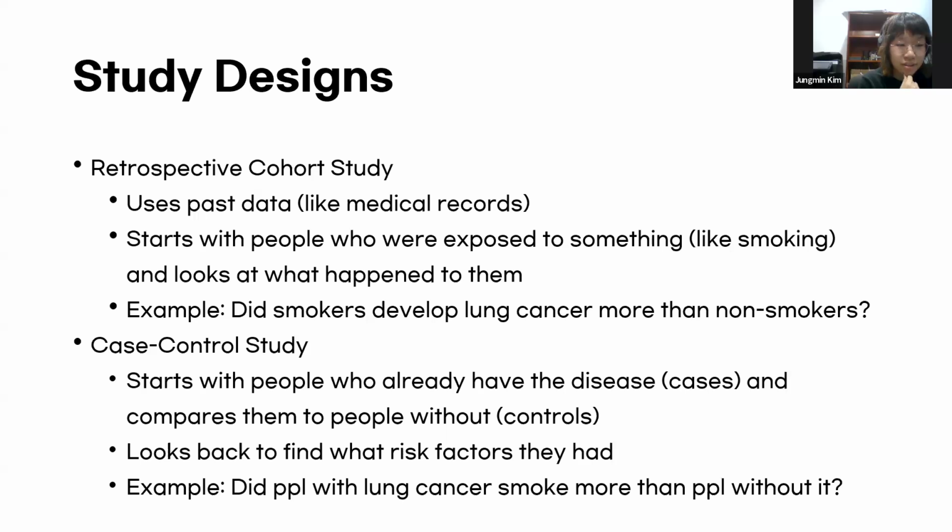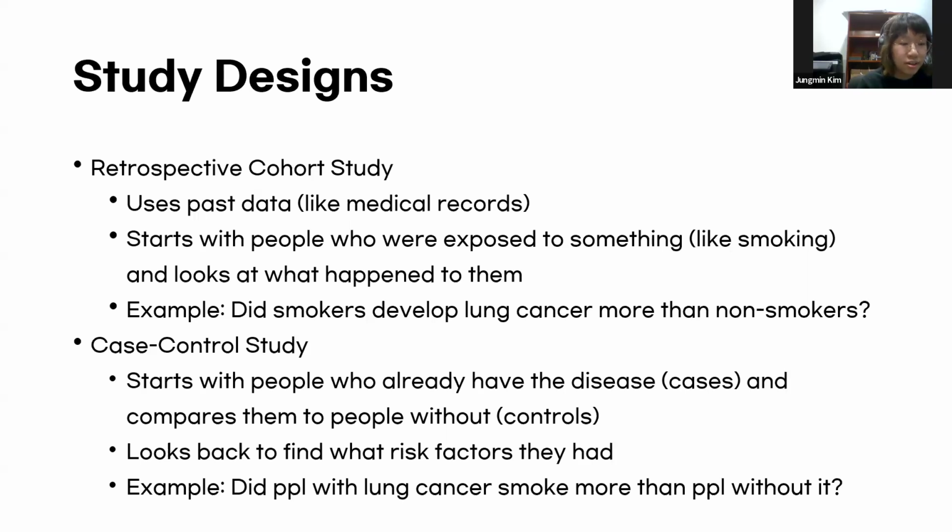So let's break down three common study designs in biomedical research. There's the retrospective cohort study. It uses past data. The data is already there, like in electronic medical records. It starts with people who are exposed to something like smoking and looks at what happened to them later. So these smokers from 10 years ago developed lung cancer more than non-smokers. This is an example of a retrospective cohort study.